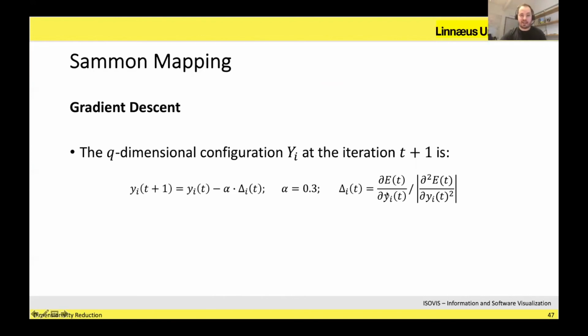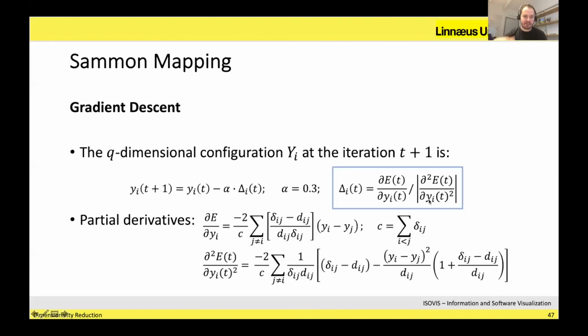Well, that is the partial derivative of the cost regarding this specific point divided by the second partial derivative of the cost regarding this specific point. So it's basically the first derivative divided by the second derivative. And then, of course, I say, well, what are the partial derivatives? I'm not going to come up with them myself, right?